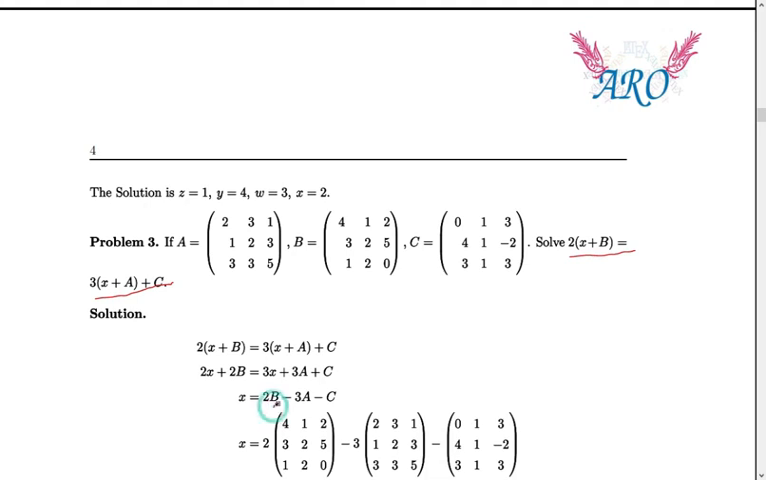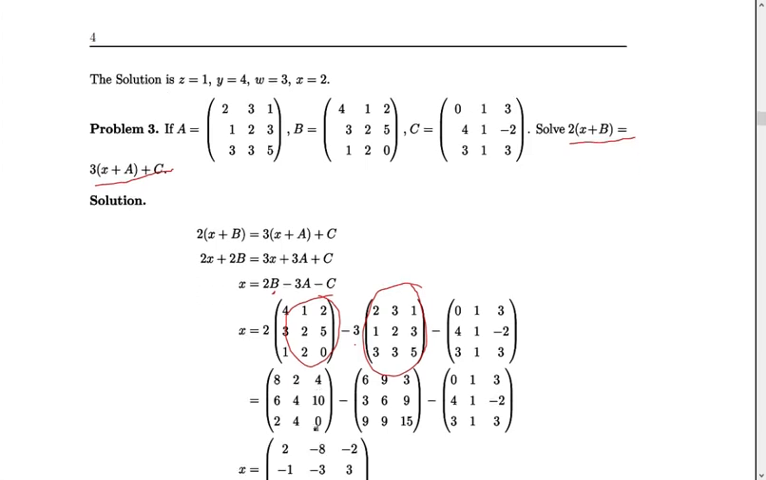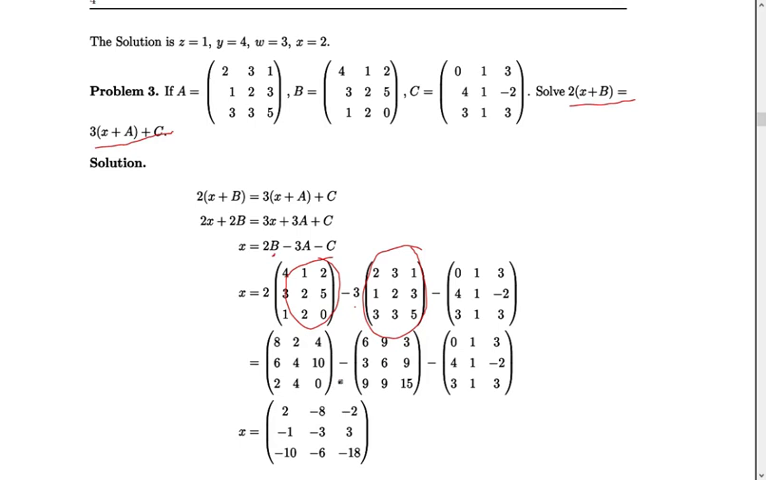2 times the matrix B minus 3 times A minus C. 2 times this matrix means every element of this matrix is multiplied by 2. Every element of this matrix is also multiplied by 3, and this one minus C. Okay, 2 into 4 is equal to 8. 2 into 1 is equal to 2. Likewise, we have to multiply and add. Here the operation is minus.